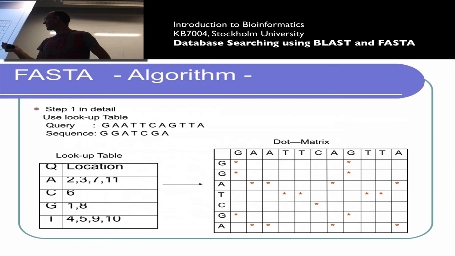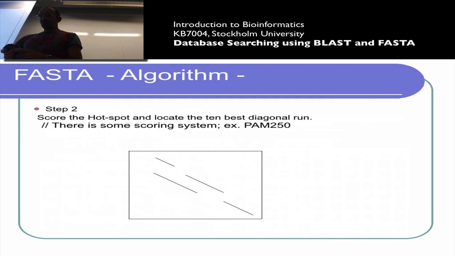So anyway, you identify these hotspots. In this case, if you really did it with length 1, it would be all of these. But normally for nucleotides you have length 6, so there would be nothing here, but in a normal sequence you would have some. You score them, so you calculate some score, for example how long they are, since they can be of different length. And then locate the 10 best diagonals.